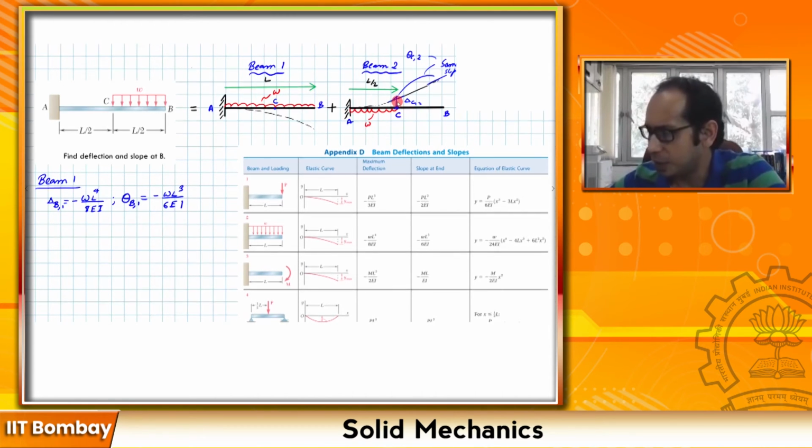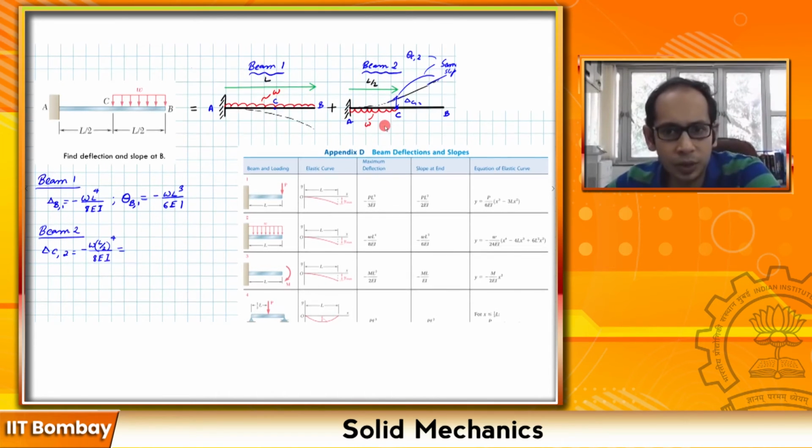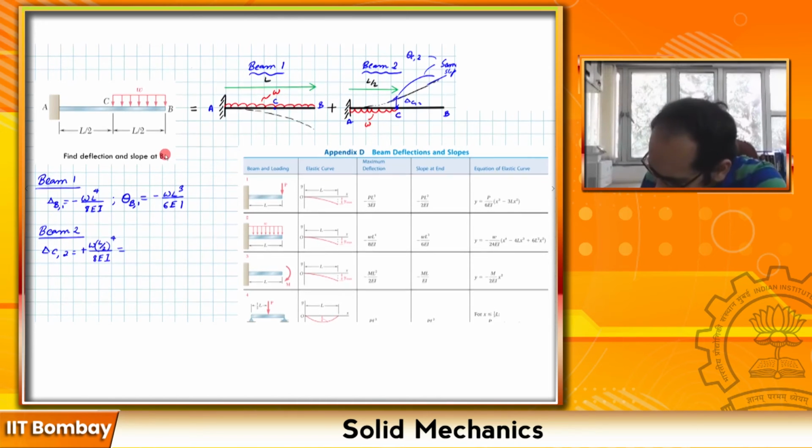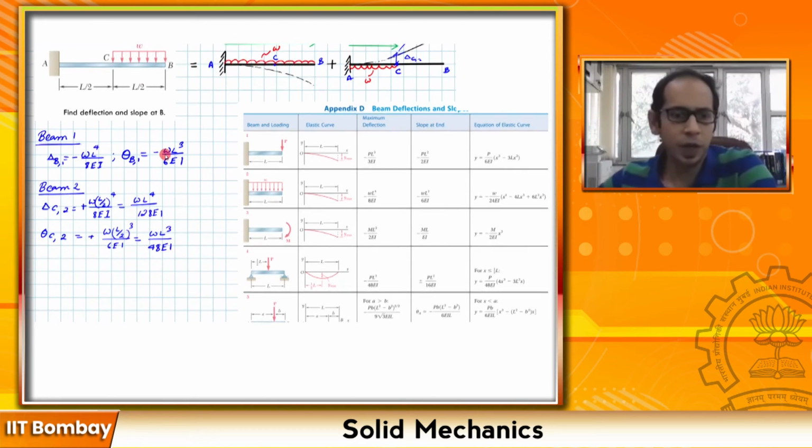So at this particular point C, what is my delta C2 and the theta C2 that I have over here? So this is for beam 2. Also remember, since here the load is acting vertically up, the deflection is up, so this is going to be positive over here. So now I have calculated at this point C in this figure.